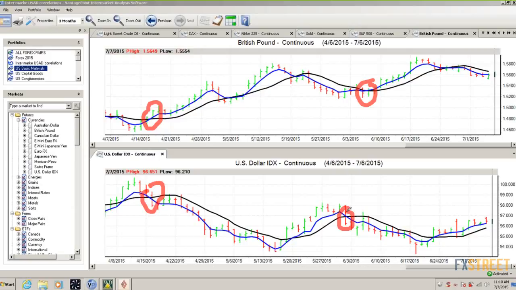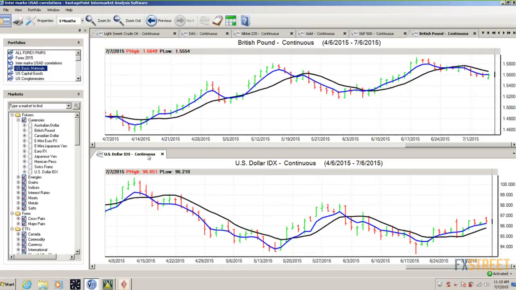That doesn't even matter. All that matters is that you're looking at these intermarket correlations, so you know that if the US dollar starts moving lower, on a day-to-day basis, week-to-week basis, then the British pound currency futures are likely to go up.